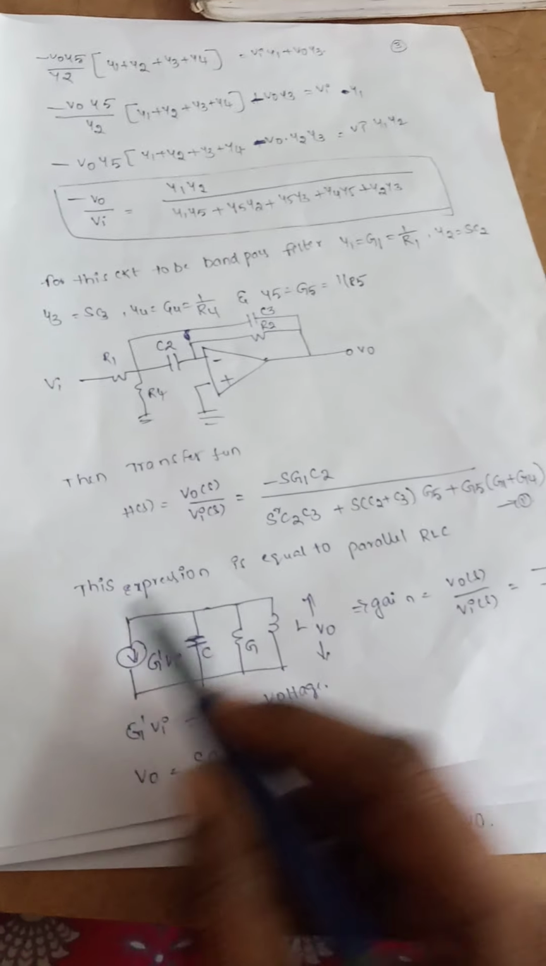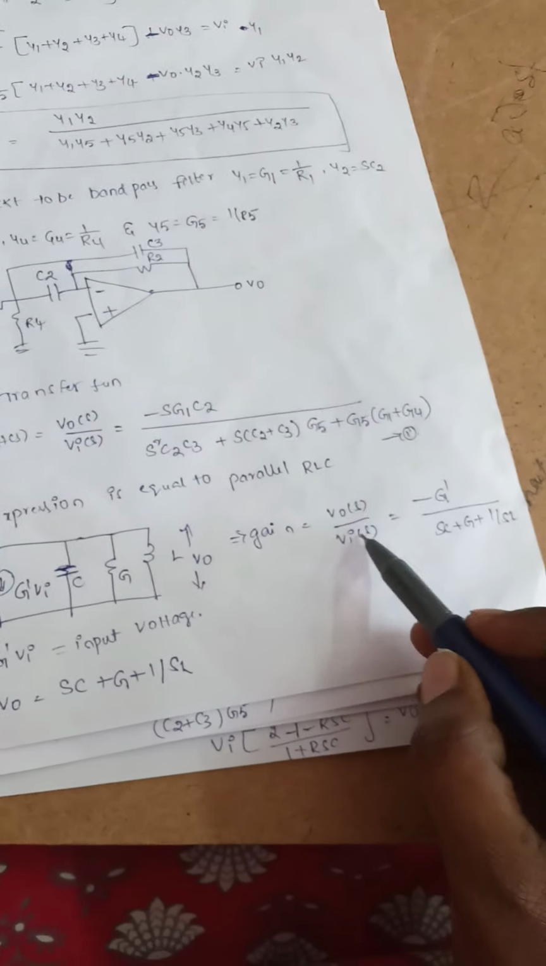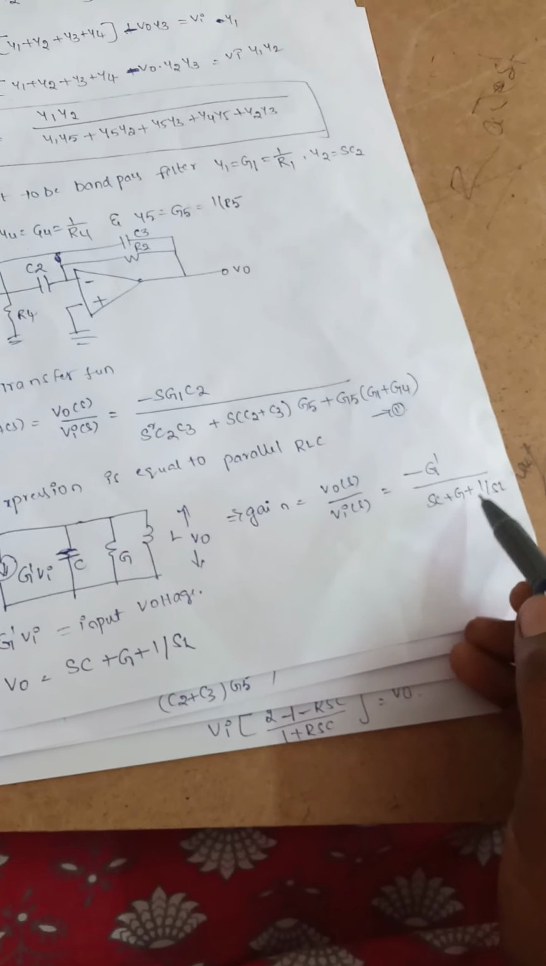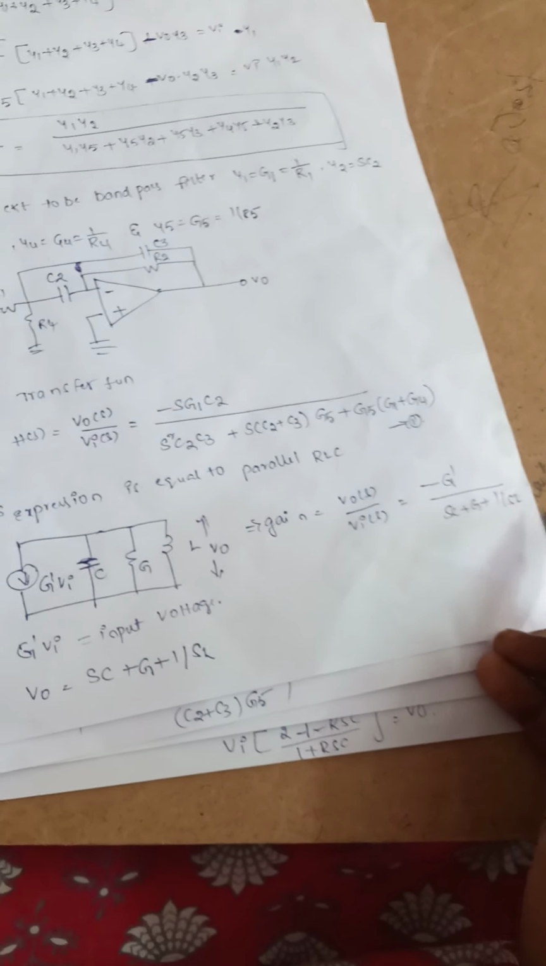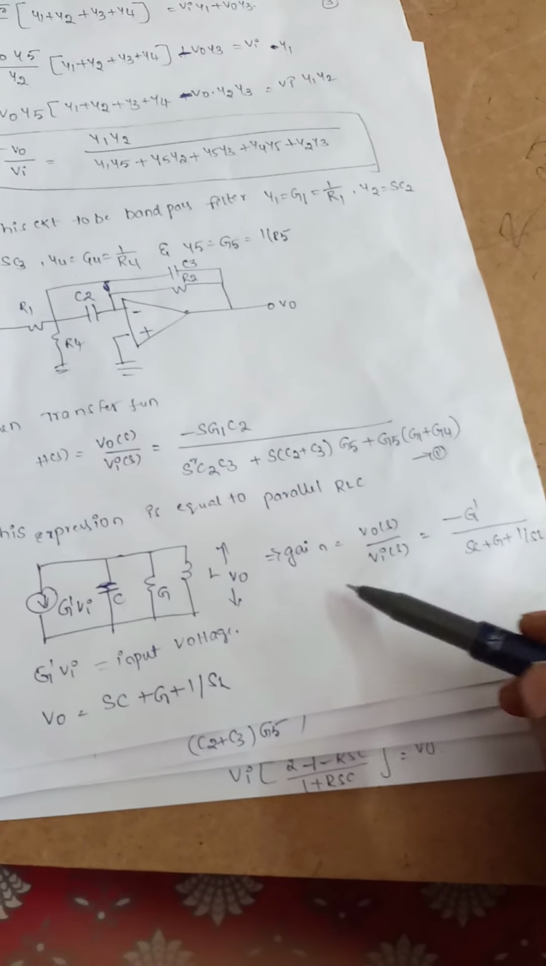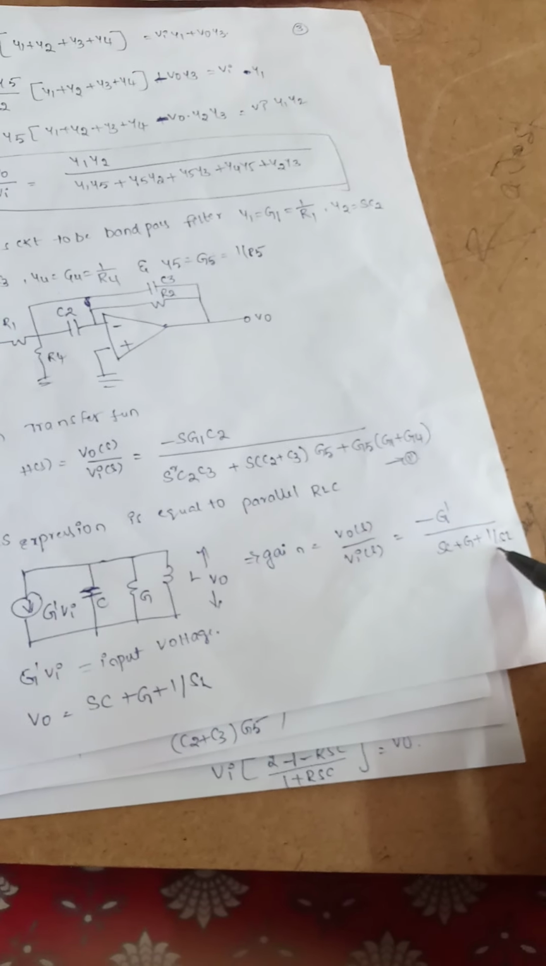So for this circuit the gain equation will be V naught of S by VA of S is equal to minus G dash by SC plus G plus 1 by SL. Simply find out V input and V output and substitute them in that gain equation. Then we'll get minus G dash by SC plus G plus 1 by SL.